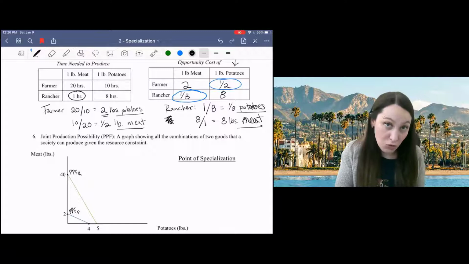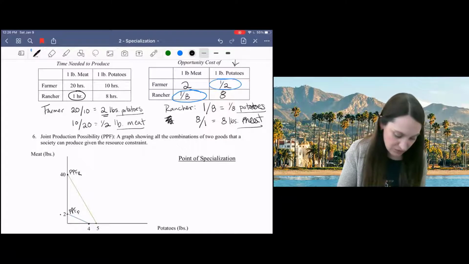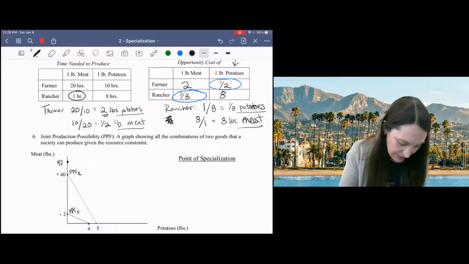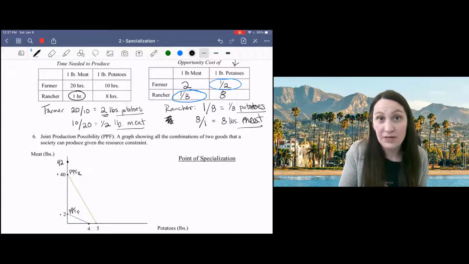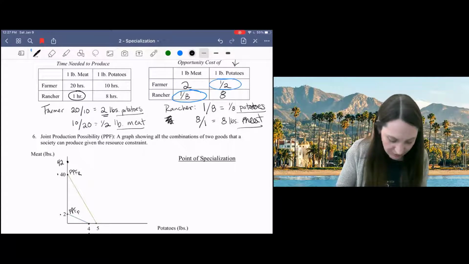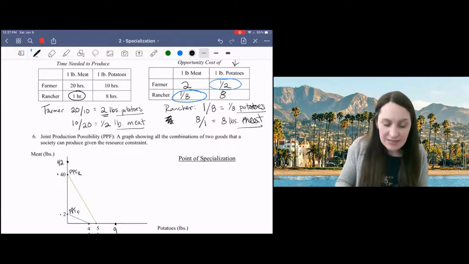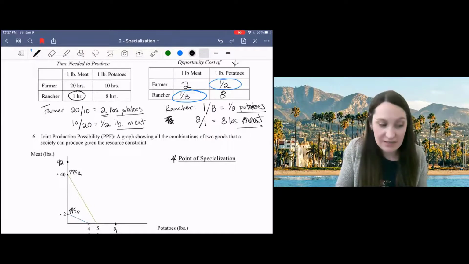So if both people spend all their time producing meat, the farmer will produce 2 pounds, the rancher will produce 40, and total we'll have 42 pounds of meat and no potatoes. Likewise, if both people produce potatoes, we'll have 4 pounds from the farmer, 5 pounds from the rancher for a total of 9 pounds of potatoes, but no meat. So those are 2 points on our joint production possibility frontier, but we need a third point to join the 2 lines together. And this point I like to call the point of specialization.